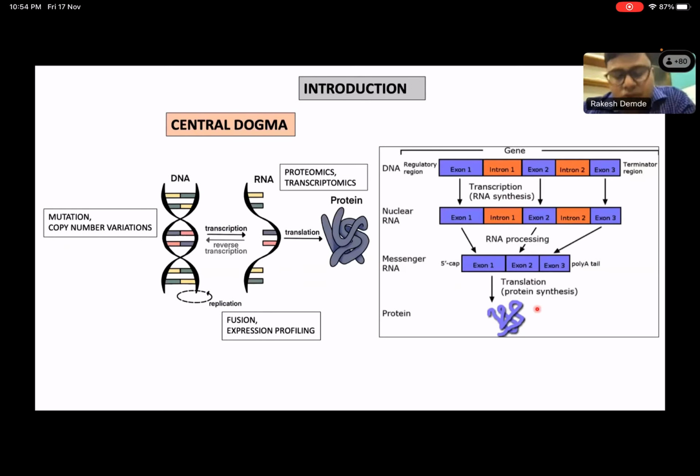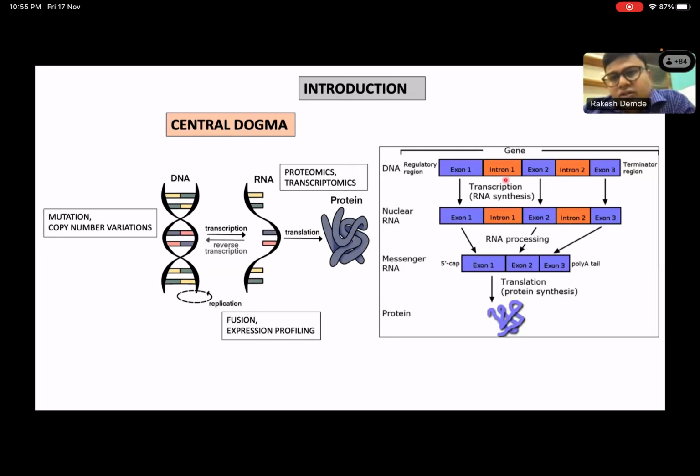Before moving forward, we should know the basics of the central dogma in molecular genetics. So the central dogma, what does it mean? It means there is a DNA strand which transcribes to form RNA. This RNA undergoes poly A tailing and moves to the ribosome, where it undergoes translation to form a polypeptide chain, which further converts into a protein structure comprising primary, secondary, and tertiary levels. And this protein is the basis of any major function we see in the body.